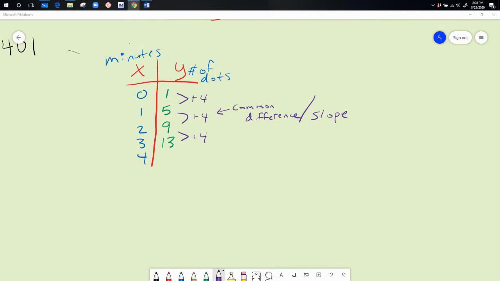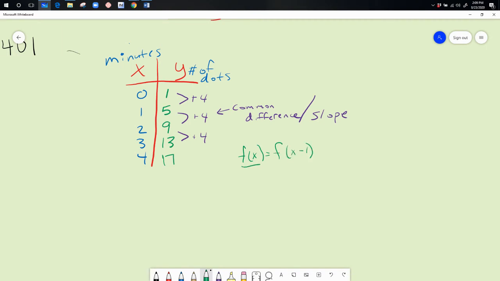So whenever you think about adding 4 every single time, we're really thinking recursively. So if you guys remember that the recursive equation is basically saying, hey, what comes next? So we should be able to figure out what comes next by just adding 4. So 13 plus 4 is 17, right? 17, that's automatically the next number.